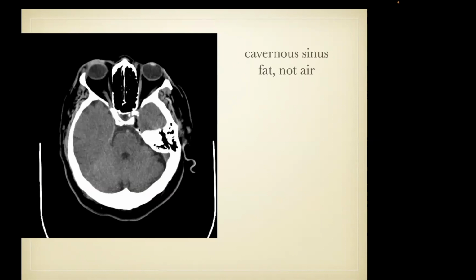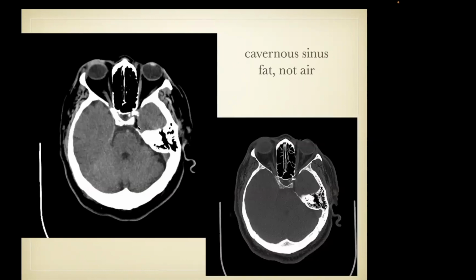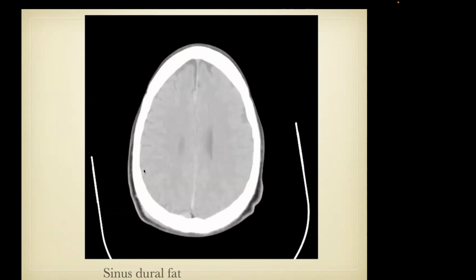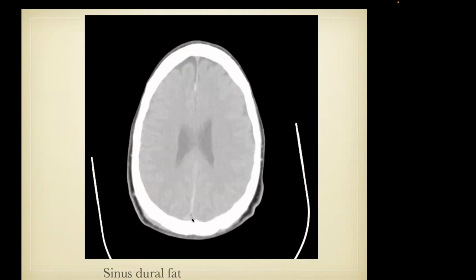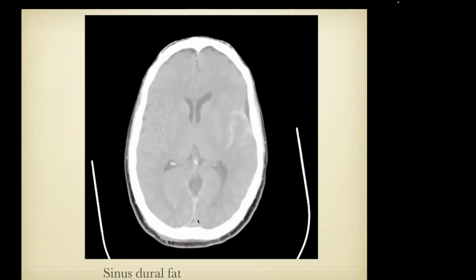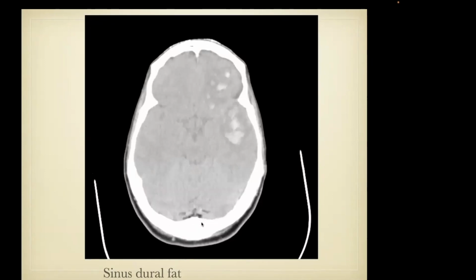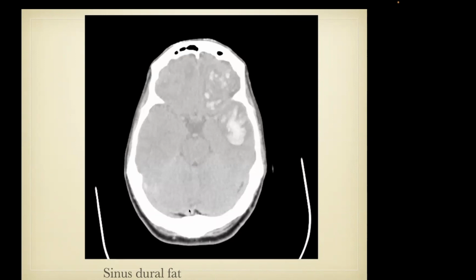And this is just another example of cavernous sinus fat, a little more here than usual, but it doesn't really mean anything. Now, sometimes you'll see it in kind of an odd pattern. Here you see this low attenuation in the dural sinus. This is not an indication of sinus disease. Here again, there's more fat, even more. This patient had a lot of sinus fat.